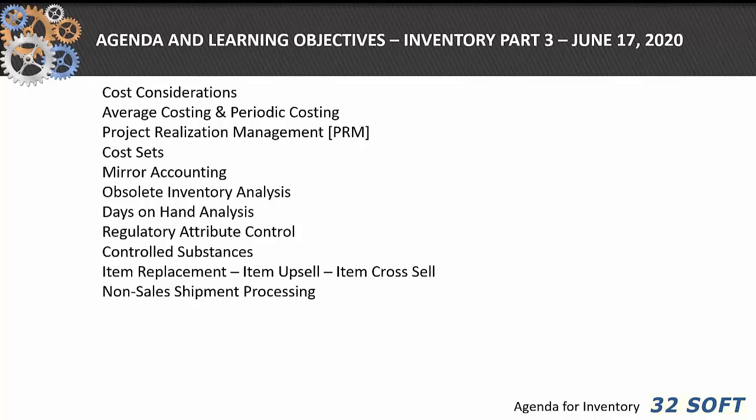Then one of the things I didn't get to in February, which I wanted to, was a discussion of the regulatory attribute control compliance. And we'll talk about controlled substances, then we'll look at item replacement, both item upsell, cross-sell, and then lastly we'll talk about the new non-sales and non-inventory shipping process that's available in the more recent versions of EE.